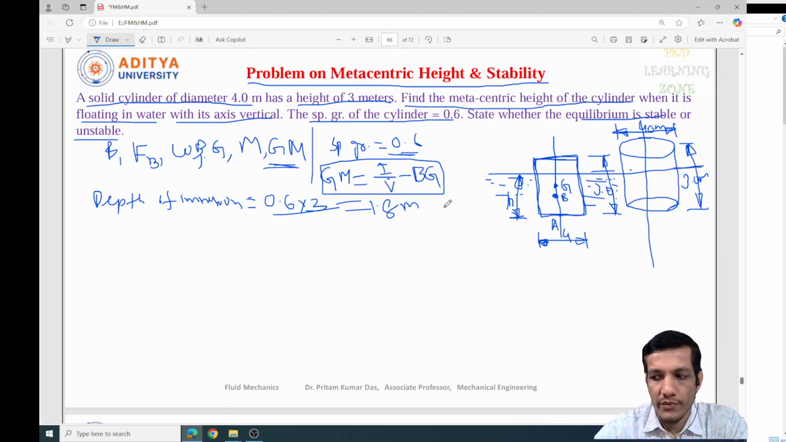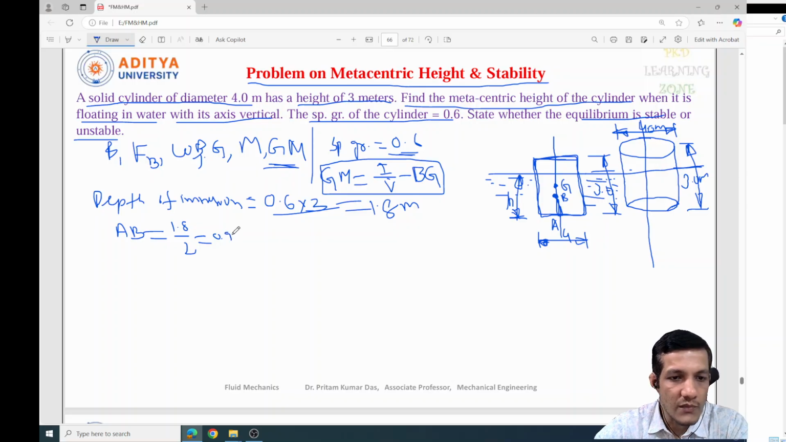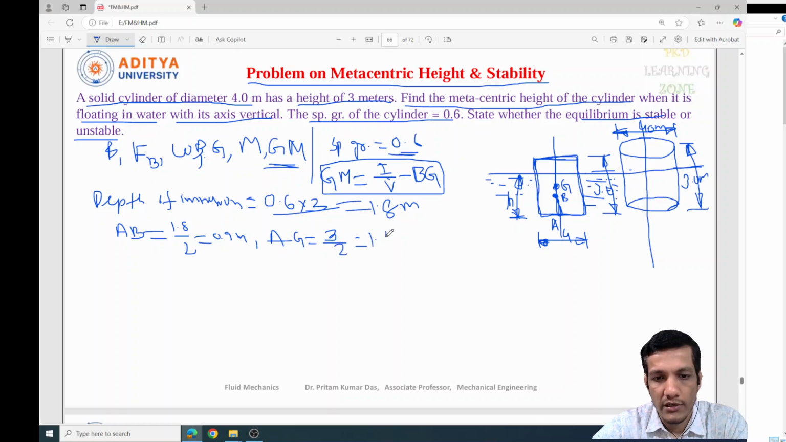Now the next thing we'll do, we can find out the value of AB, the distance of AB. That is nothing but this total of 1.8 divided by 2, so that will be nothing but 0.9 meter. And similarly AG, already we know the height of this. AG is nothing but half of the total height to the center of gravity point, divided by 2, so that is nothing but 1.5 meter.